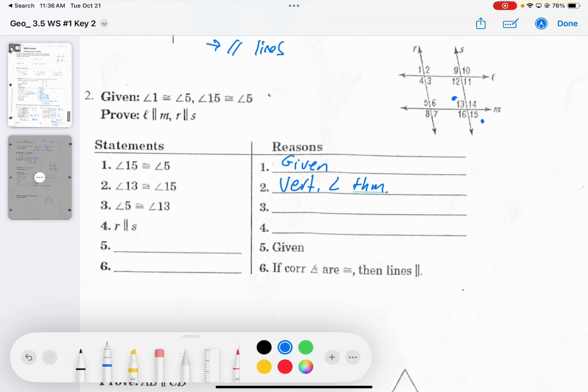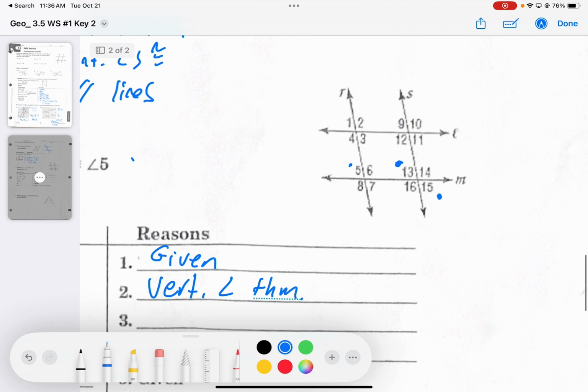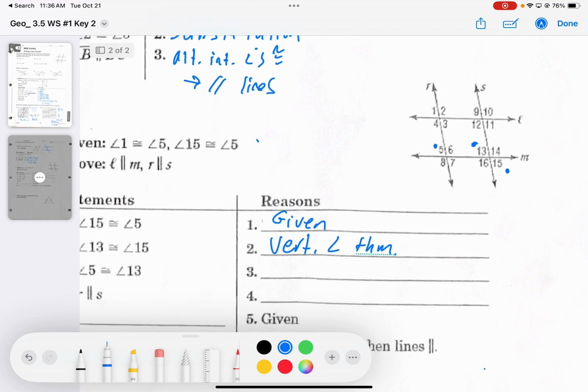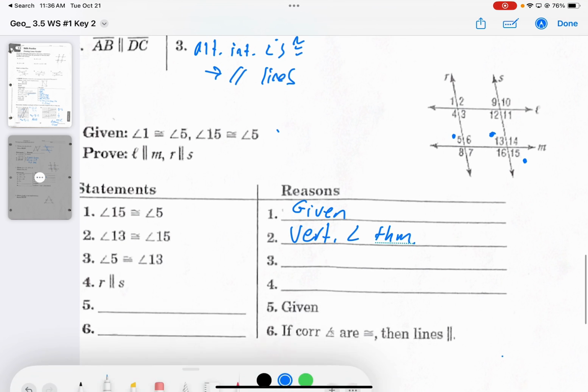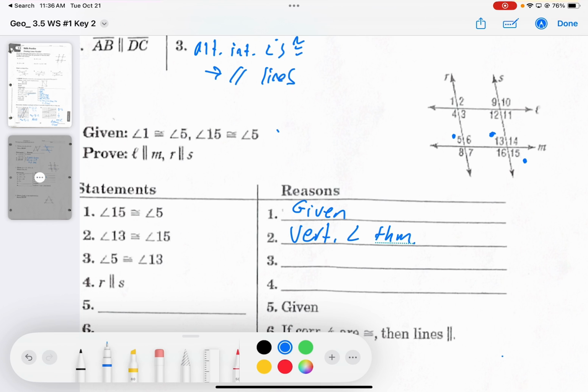All right, and then it goes on to say that angle 5 is congruent to angle 13. I got to go to my picture. So 5 and 13 are congruent to each other. However, I really did that because 15 was congruent to 5, and then 13 was congruent to 15. So then I can say that 5 is congruent to 13, really without using the picture. What reason would that be? You have it right. Say it, Oliver.